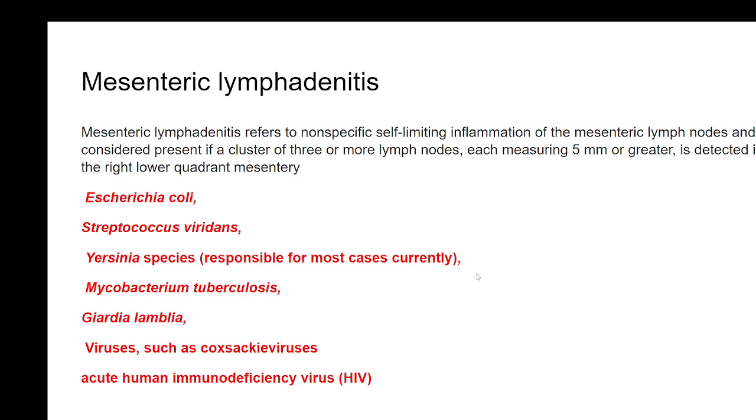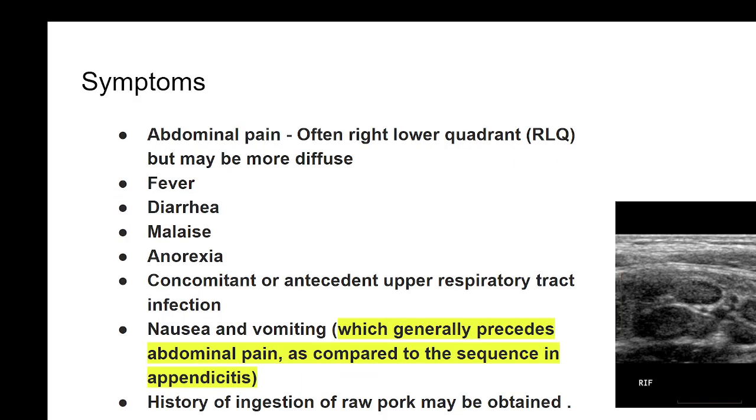Yersinia is more common. Majority of the patients are of Yersinia species. Tuberculosis, Giardia, viruses also can produce mesenteric lymphadenitis, or patients of HIV also can have mesenteric lymphadenitis. And in the majority of patients, it is a self-limiting disorder which doesn't require any aggressive treatment.